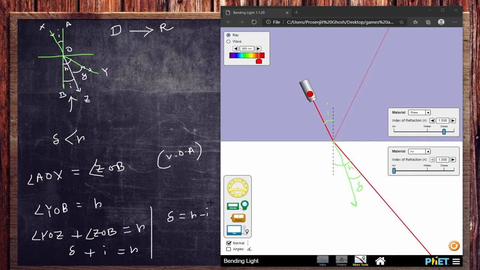It depends upon the path or the medium crossed by the light. If you are coming from rarer to denser, the value will be delta equal to I minus R. But if you are coming from denser to rarer, the value of the deviation angle will be R minus I. So this is all about the deviation angle and the deviation of light rays.